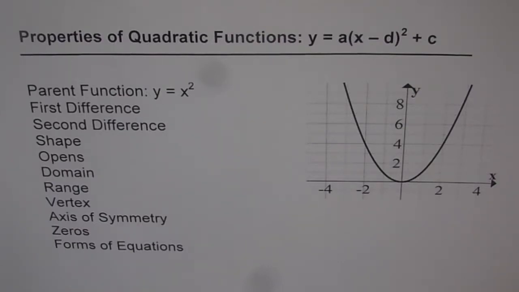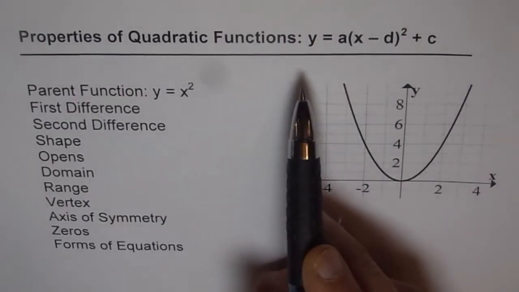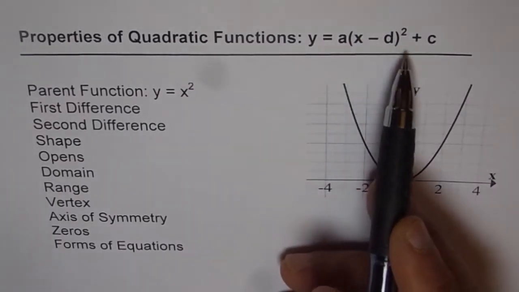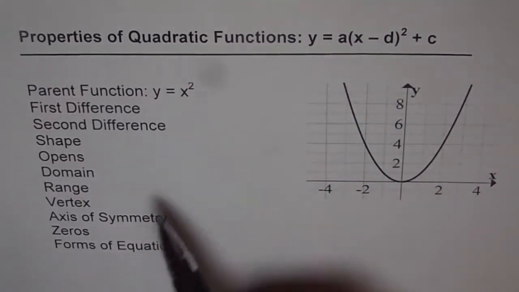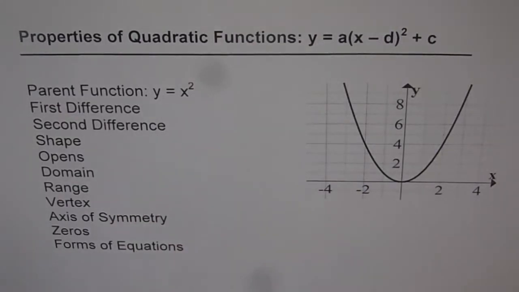with quadratic functions. So in this particular video we'll talk about quadratic functions in the form of y equals a(x minus t) whole squared plus y, and these are the properties which we are going to look into. The parent function is y equals x squared, first difference, second difference, shape of the curve, opening up or down, domain, range, vertex, axis of symmetry, zeros, and forms of equations. So there's a lot to cover in this video, so it's going to be a bit lengthy, but I think it's worthwhile for you to spend some time so that it'll be easy for you as we move forward.